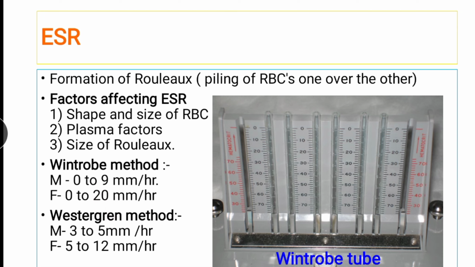In the Westergren method, males have 3 to 5 mm per hour, and females 5 to 12 mm per hour. You must note a striking feature here. Females have a higher ESR value than males.